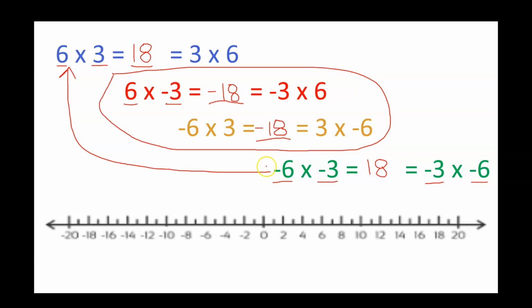Another way to think about this setup is that if the signs on the numbers are the same, they're both positive or both negative, you will get a positive answer. It's only if one is negative and the other is positive, when the signs are different, that you get a negative result.